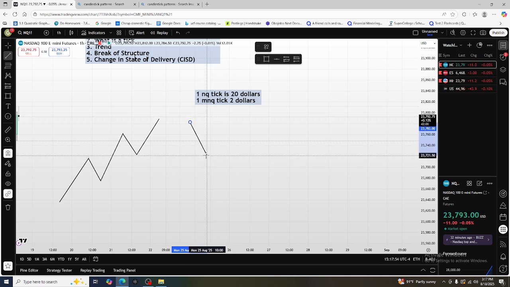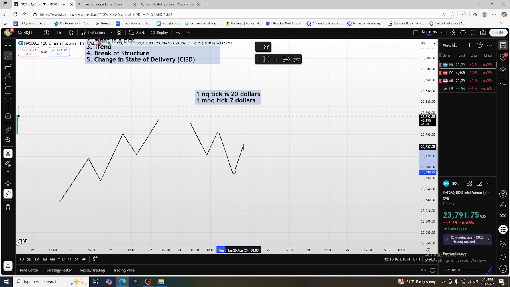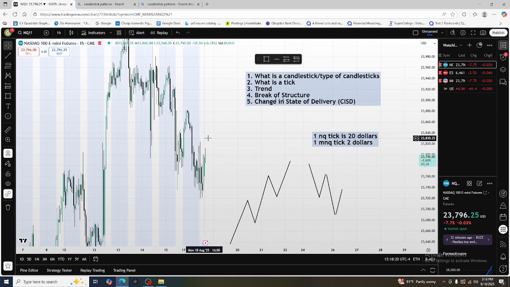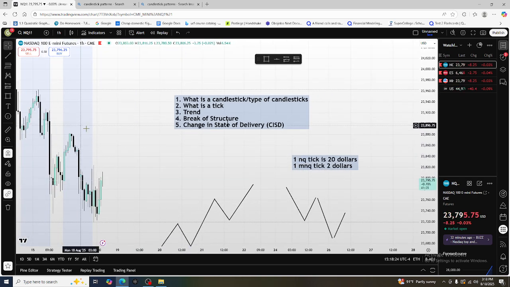Downtrend, the same thing. Boom, low here, lower high, low, or high, and then you keep going. That's a downtrend. All right. Basically, all a high or a low is, I should have explained this in the candlestick part, but I'll explain it now. It's really not a big deal.